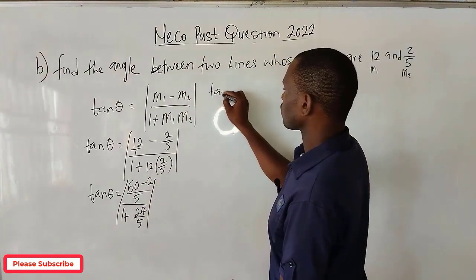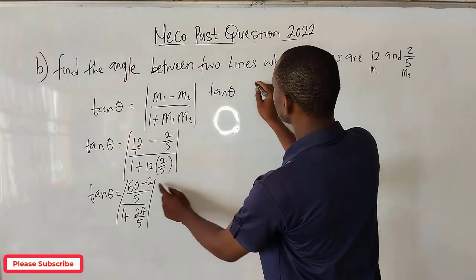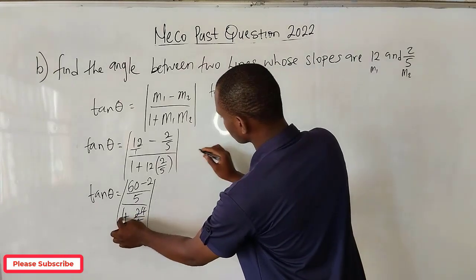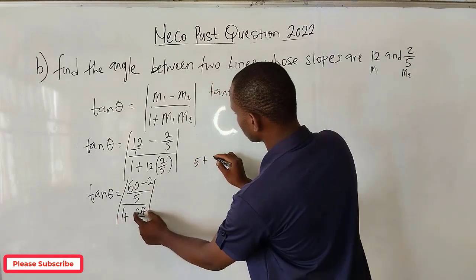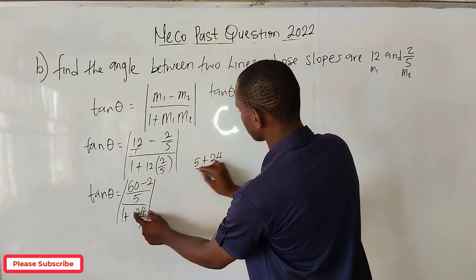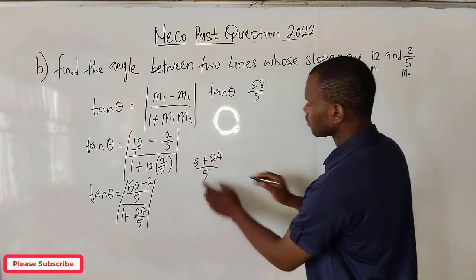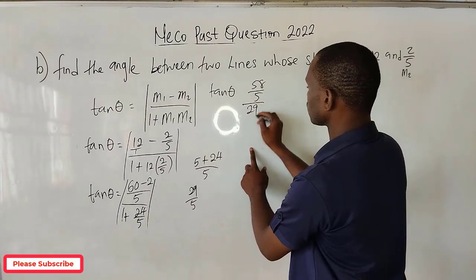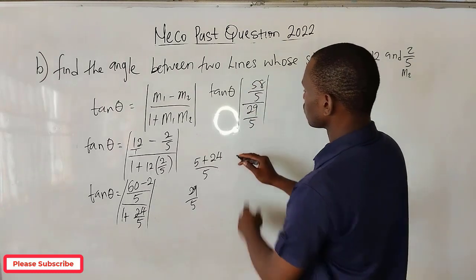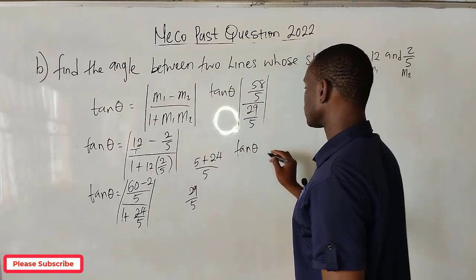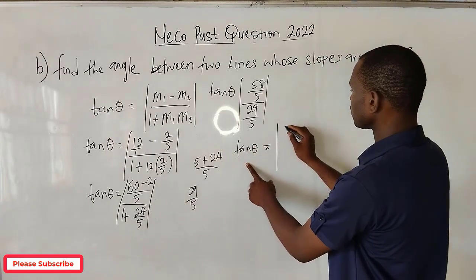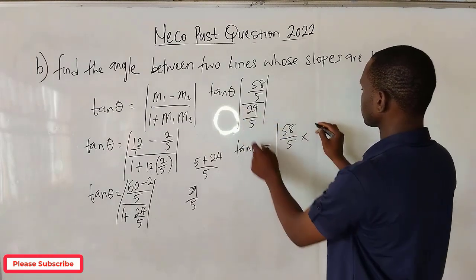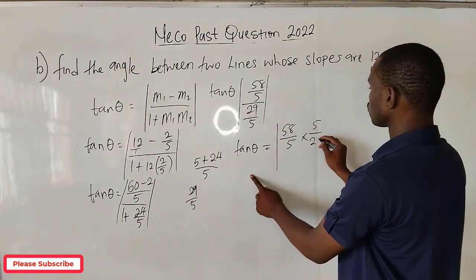Then we simplify further. I'll have tan theta to be 58/5. Then simplifying here, 5 times 1 will give me 5 plus 24, which is, if I add here, I'll have 29/5. So bring it here. This is 29/5. So solving further, I will have tan theta to be equal to 58/5 times 5/29.